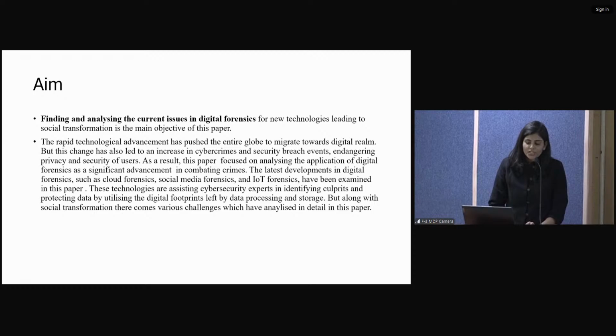The rapid technological advancement has pushed the entire globe to migrate towards the digital realm. But this change also led to an increase in cyber crimes and security breach events, endangering privacy and security for the users. As a result, this paper focused on analyzing the application of digital forensics as a significant advancement in combating crimes. The latest developments in digital forensics, such as cloud forensics, social media forensics, and IoT forensics, have been examined in this paper. These technologies are assisting cybersecurity experts in identifying the culprits and protecting the data by utilizing the digital footprints left by the data processing and storage.